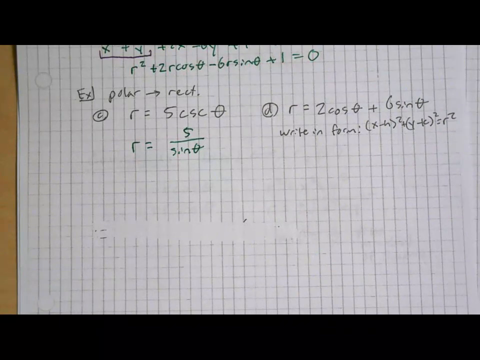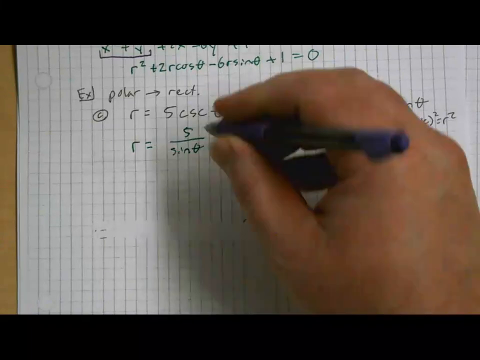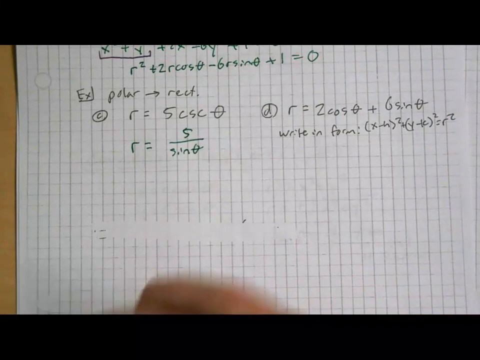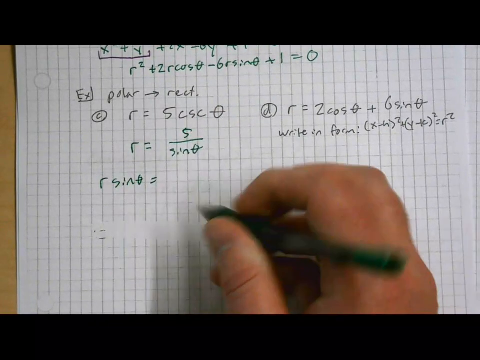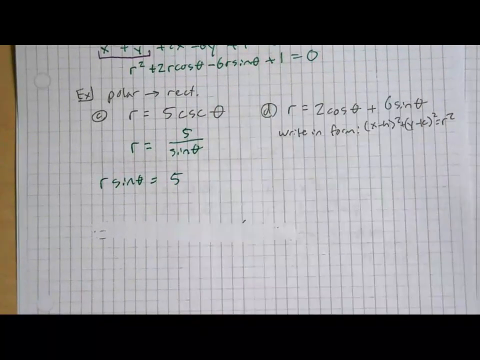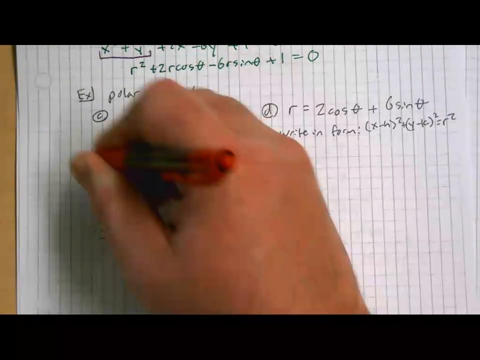Yeah, there's several things that we could do. I'm thinking just let's clear the fractions. Let's multiply by sine theta on both sides, and then over here we would have r sine theta. And then the sine thetas would cancel here, and this would just be a 5. So my step here that I didn't show is I'm multiplying by sine theta on both sides.